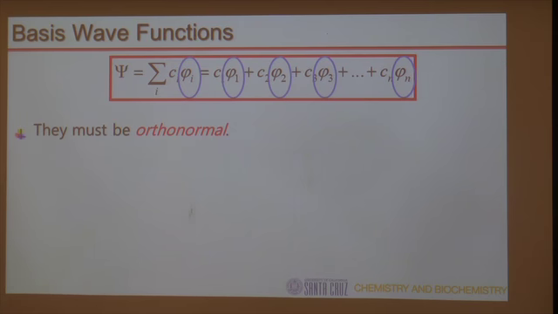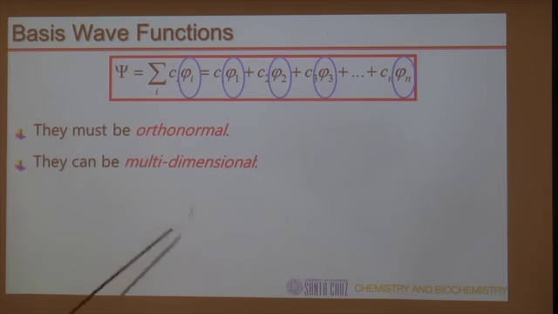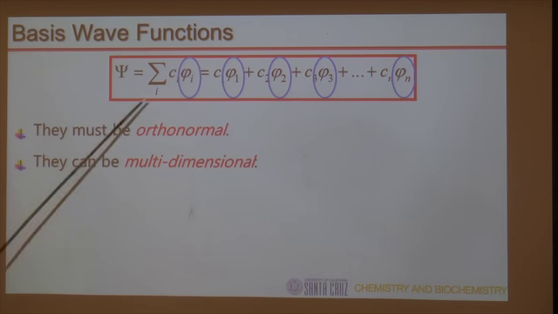They must be orthogonal. The second thing is they can be multidimensional. Each basis wave function can be one-dimensional, two-dimensional, or three-dimensional. Let's say there are particle in the box wave functions. For a particle in the box, the wave function can be one-dimensional, two-dimensional, or three-dimensional, depending on the dimensions of the box. So this equation accounts for all the possible wave functions in a given microstate. It's like a particle in a box situation, but with every dimension together, everywhere, in superposition.